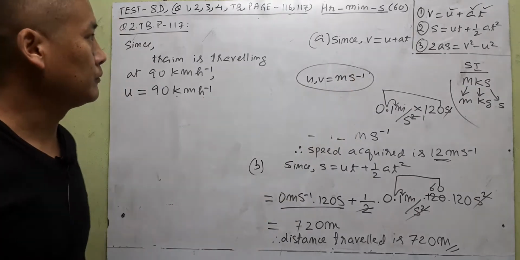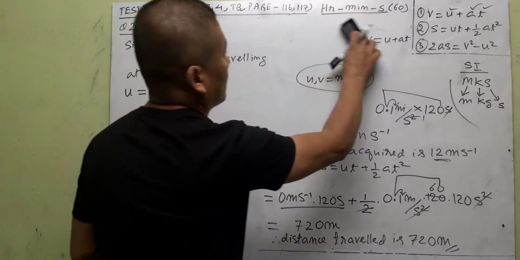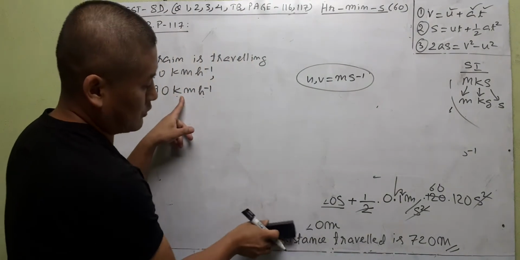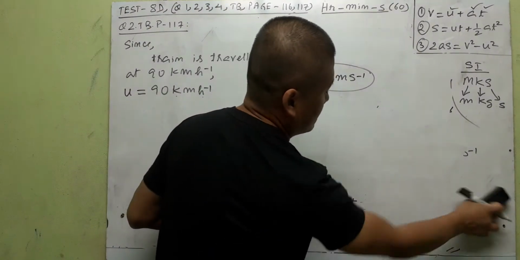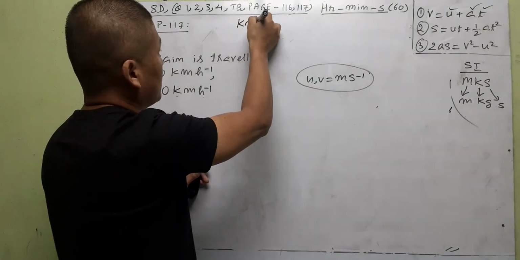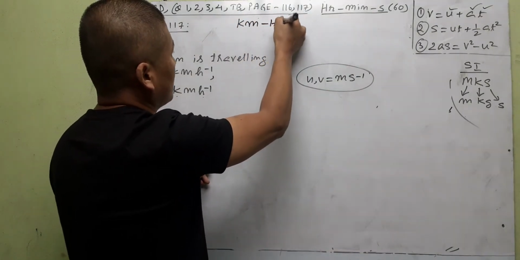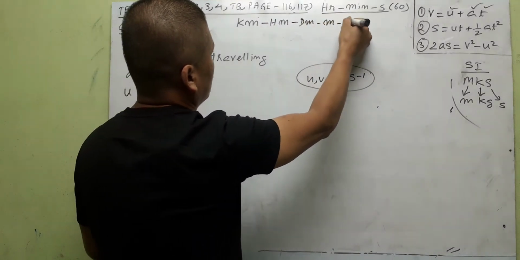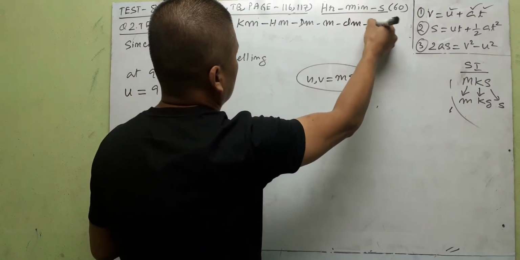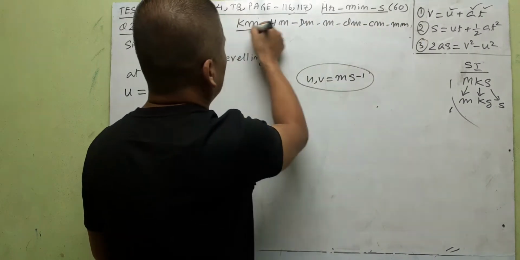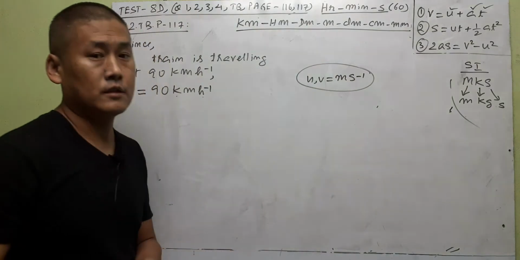How do we do that? For time we already have, so that is fine. But for distance, to change kilometer to meter, we learned even in our previous sections that we need to know this: kilometer, hectometer, decameter, meter, decimeter, centimeter, and millimeter. Now this is the conversion factor for distance or length.